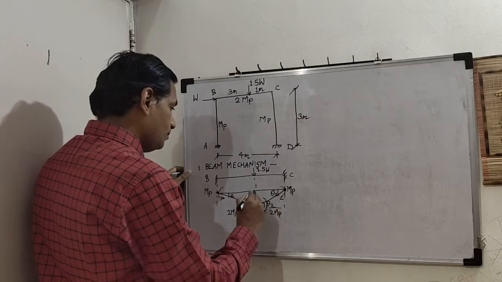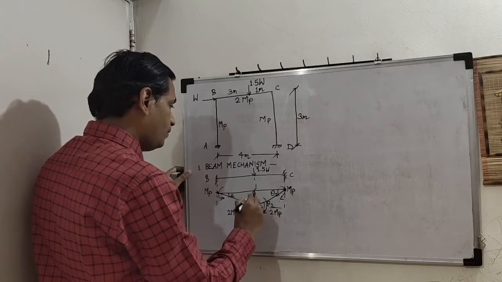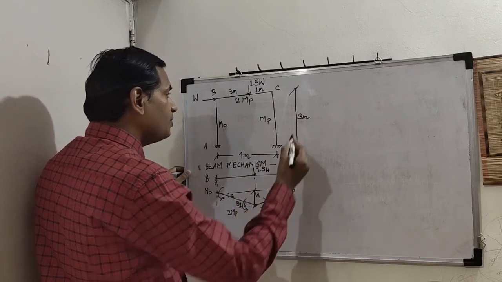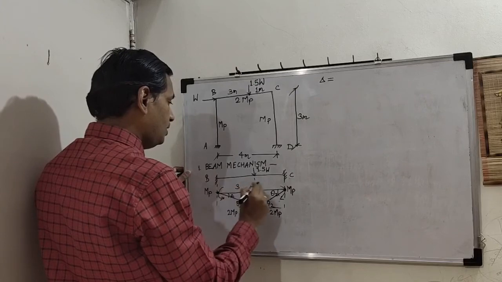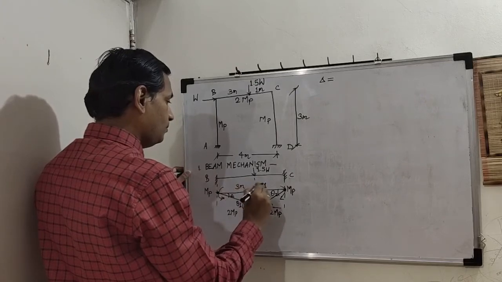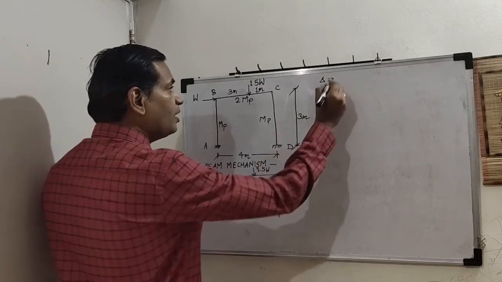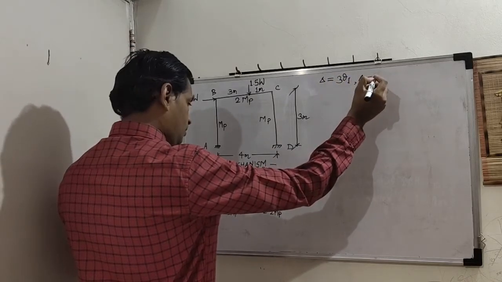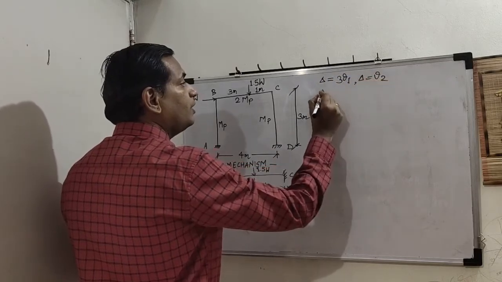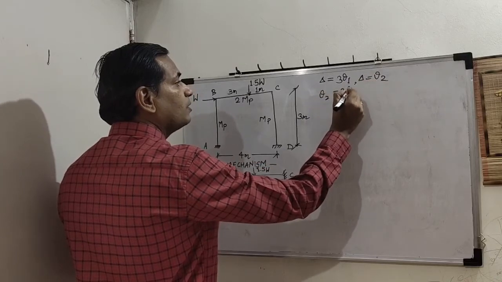Now this delta we have to find first. How much is delta? This is 3, this is 1. So this delta is 3 theta 1. Another value of delta is theta 2. So theta 2 is equal to 3 theta 1. Simple.